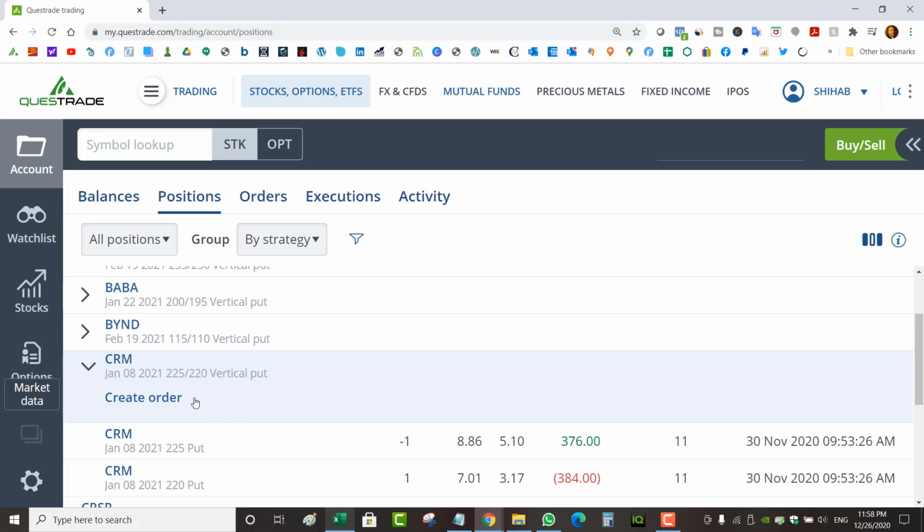CRM is a put spread, I think was a rolled put spread from earnings. So I've got a put spread at 225, 220 for January 8th. It's showing a small profit, but not enough to be closed. I need CRM or Salesforce to stay above 225 by January 8th. Right now, I think it's at 229, but it has to stay above 225 by January 8th.